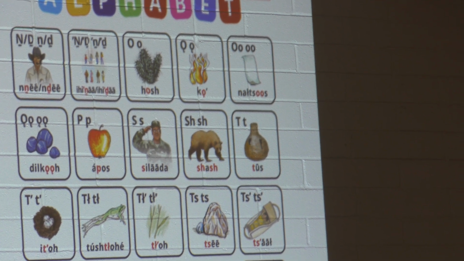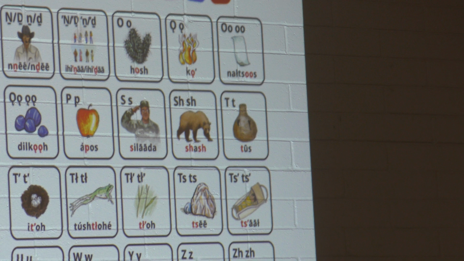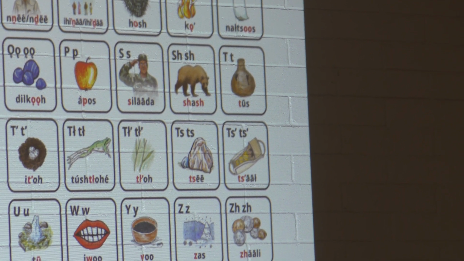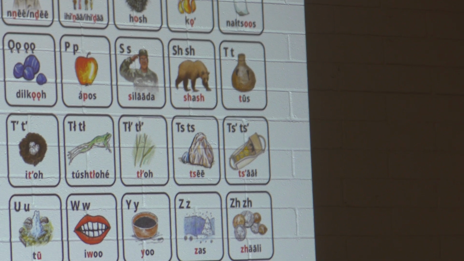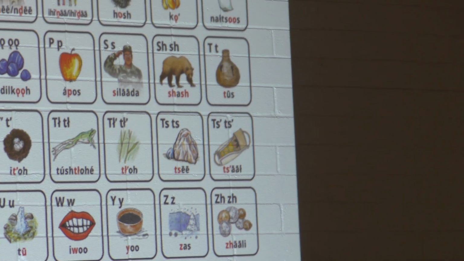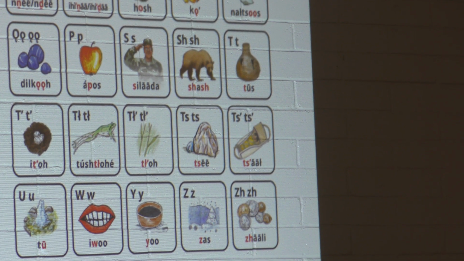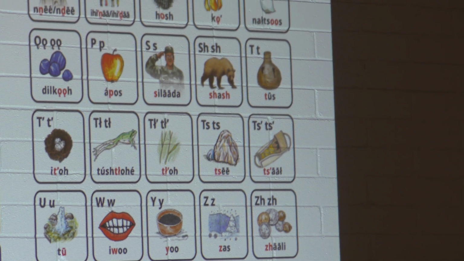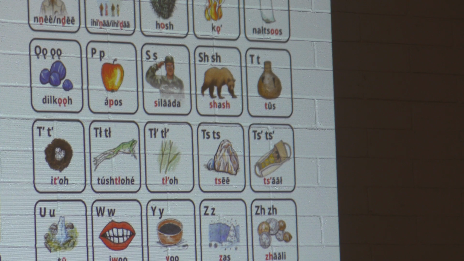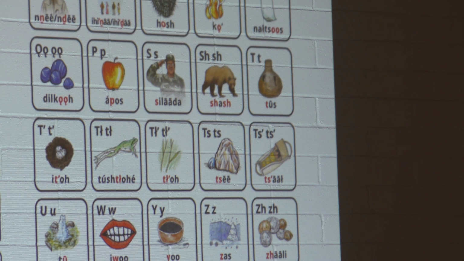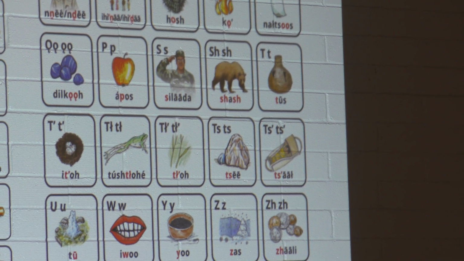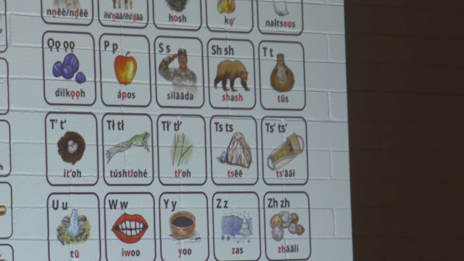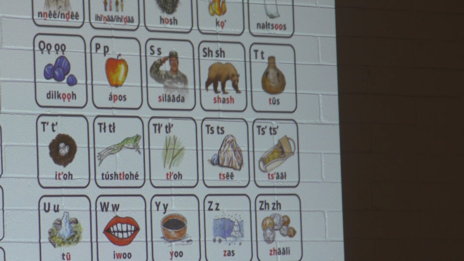But since originally the Apache didn't have apples, you borrowed the word from English, which is perfectly fine. And then another loan word, from Spanish this time, is silada. Silada means a soldier. Of course, there's plenty of words with S, but I thought this one was interesting. And then SH, the SH sound like English. Shush, meaning bear.